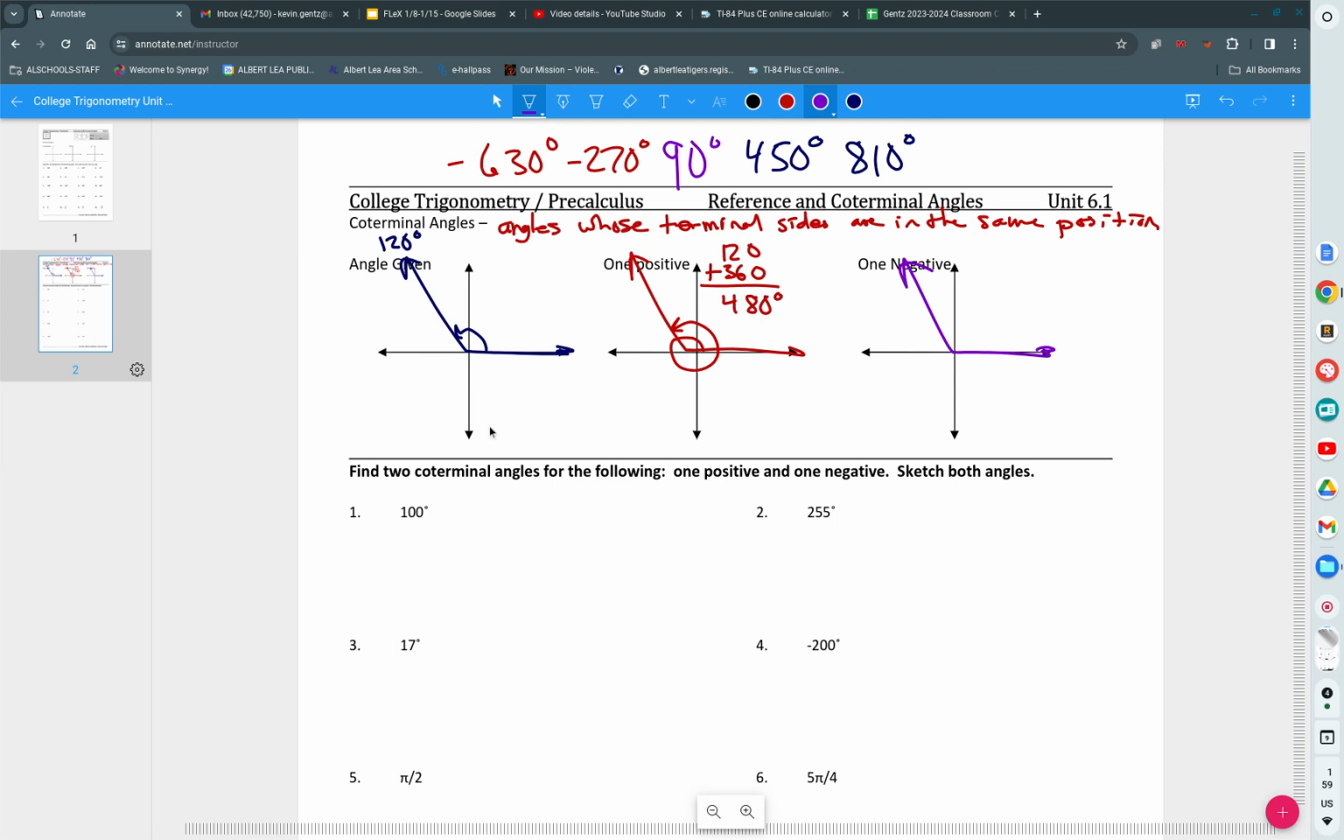If we do the negative one, we're going to have the exact same location again. Again, I don't need to know what the angle measurement is. I know that it makes that shape because they're all coterminal. They end in the same spot. And instead of going that direction, I'm going to go that direction. So I have 120. Instead of adding 360, I subtract 360. I get negative 240 degrees.